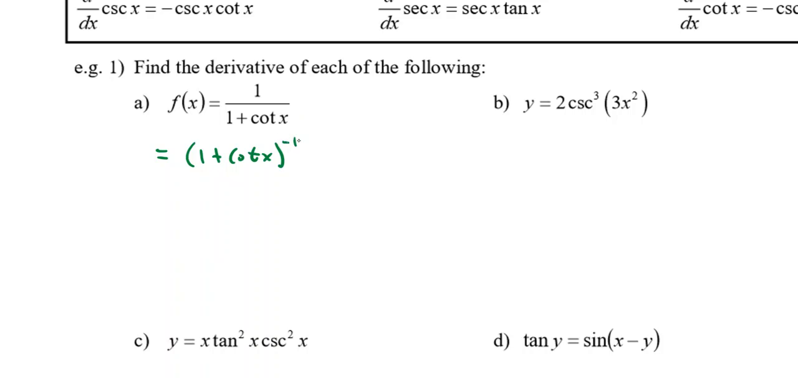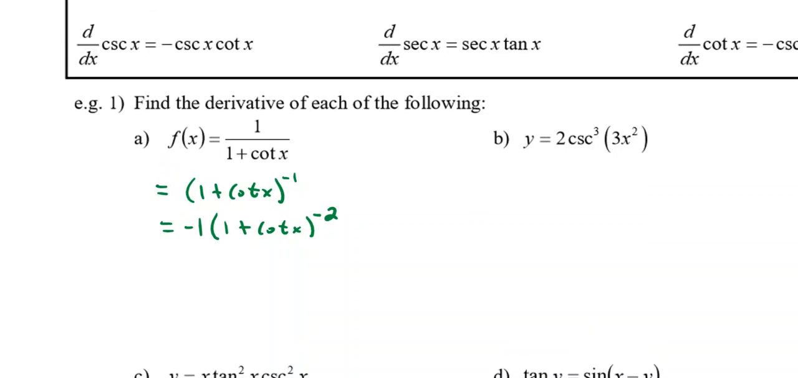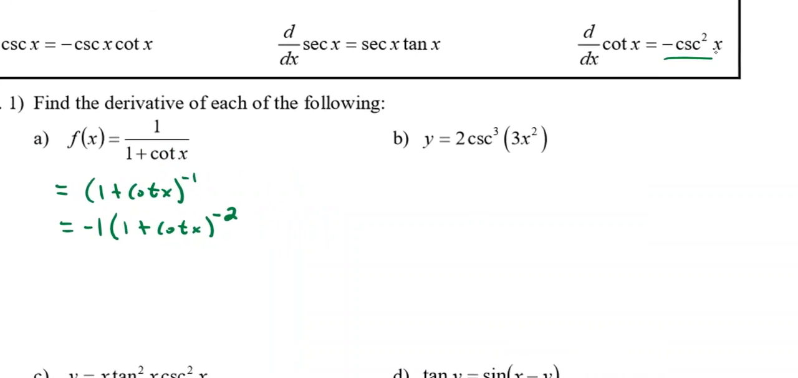So let's derive this now. I'm going to take this -1 and bring it out front. So we've got -1, and then times the derivative of what I still had there: 1 plus cotan x to the power of -2. And then the derivative of the inside. The derivative of 1 is 0, so just leave that out. And the derivative of cotangent, we know that now, is negative cosecant squared x.